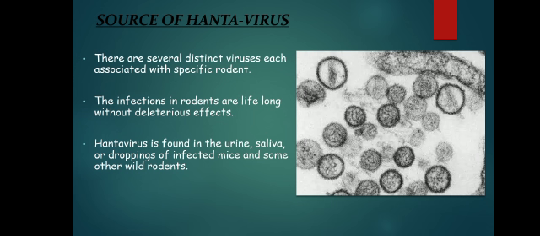Now, the sources of hantavirus. There are several distinct viruses, each associated with a specific rodent. These infections in rodents are lifelong without deleterious effects. Hantavirus is found in the urine, saliva, or droppings of infected mice and some other wild rodents.